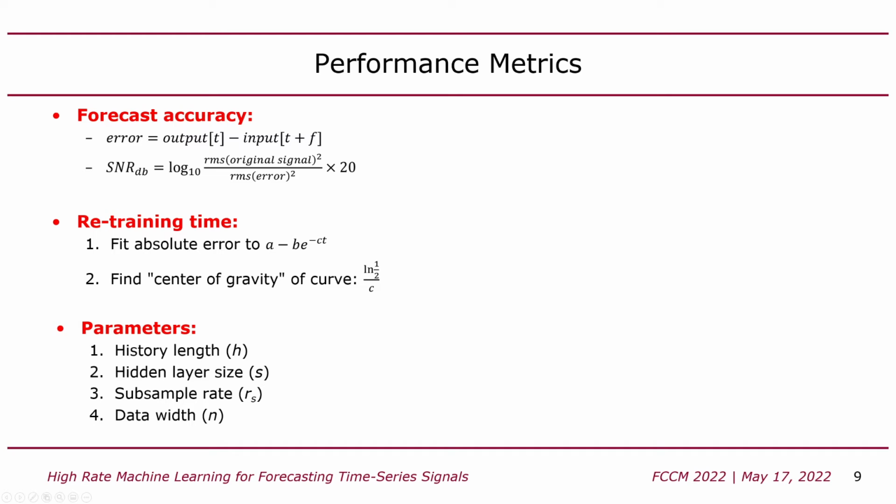We have the error. First, we calculate the error signal as the difference between the forecasted value and the original signal at its native sample rate, after correcting for the phase difference caused by the forecast. Then we calculate forecast accuracy as the log of the ratio between the power of the error signal and the power of the original signal, and multiply this value by 20 in order to express it in decibels.